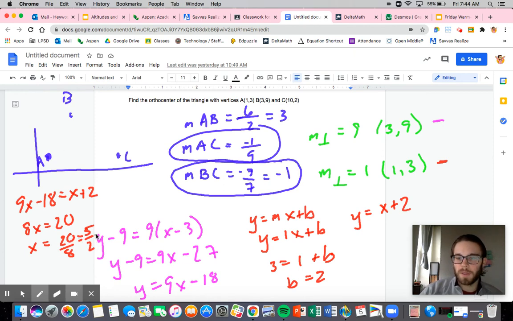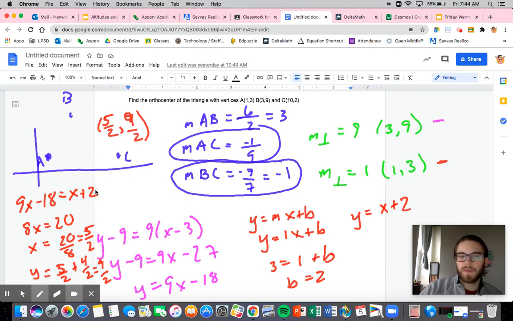Then I will plug in here. By the way, you can plug it into either. So y equals 5/2 plus 2. When this is 5/2, the 2 would be the same thing as 4/2, so y would equal 9/2. So my centroid would be at my point 5. I'm sorry, not my centroid. My orthocenter would be at my point 5/2, 9/2.